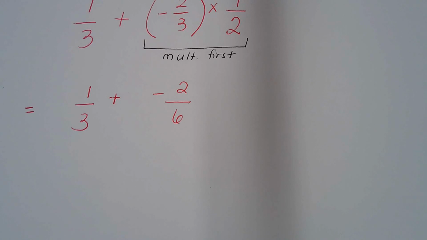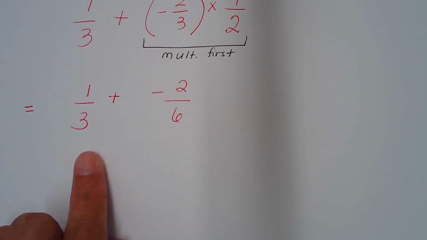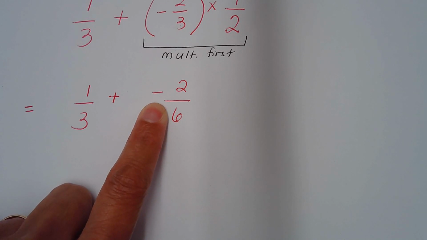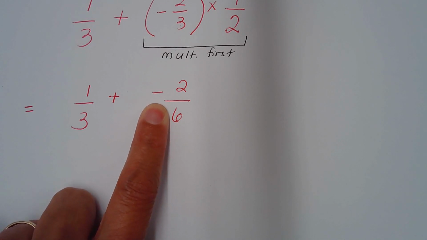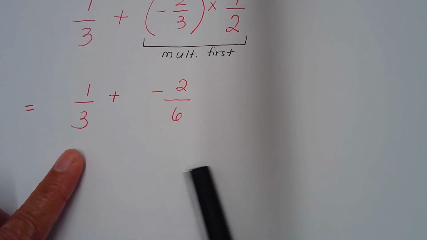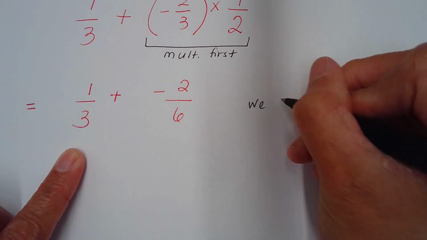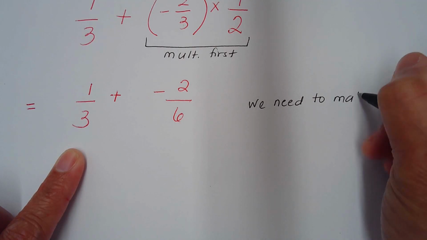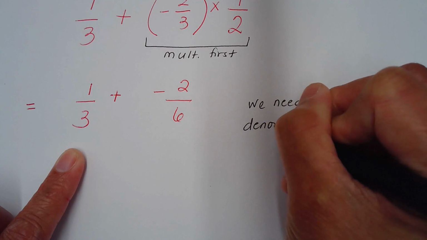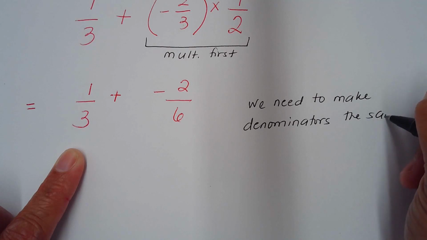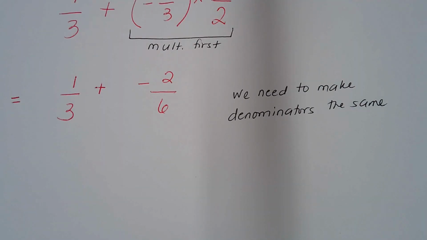From here, the next thing that we're going to do is we're just going to add. Okay? This is a negative sign. That's not an operation. It's just a negative. Tells you it's on the opposite side of the number line. Okay, so how do we add again? You have to make them equivalent. We need to make the denominators the same. Well, how do we make the denominators the same?